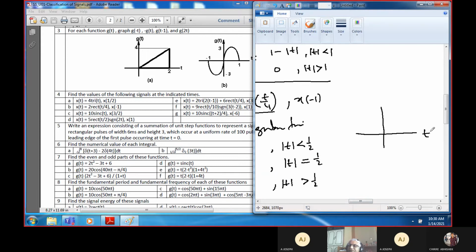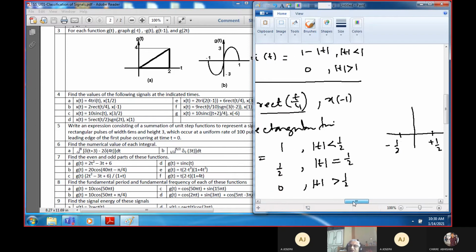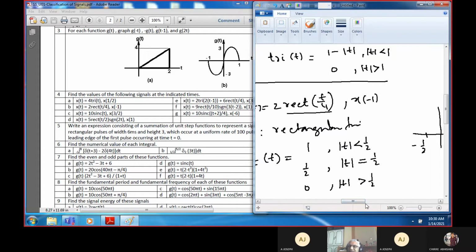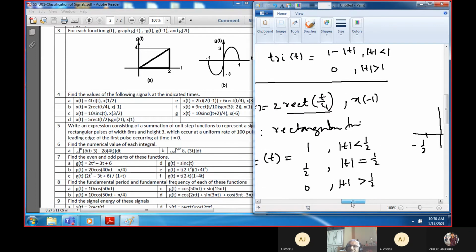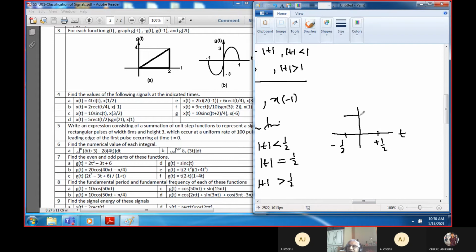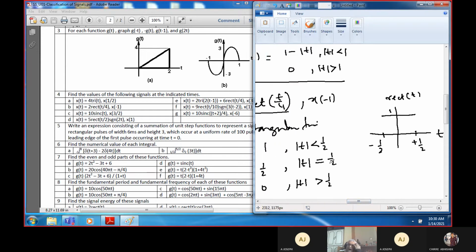Okay, this is t. The value of t is positive or negative of half. So you will take half here: 1 by 2, minus 1 by 2, plus 1 by 2. Now if the value is below this value, after this and before this, what is the value? It is equal to 1. So simply you have to put a 1 here. This is 1. So this is the rectangular function.